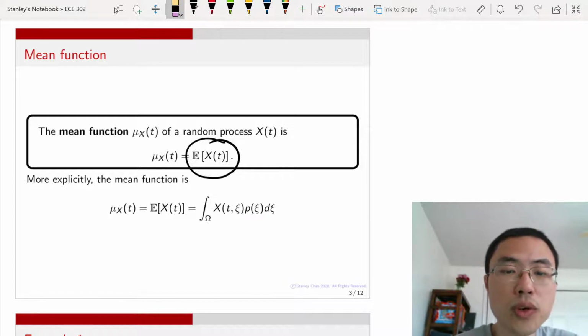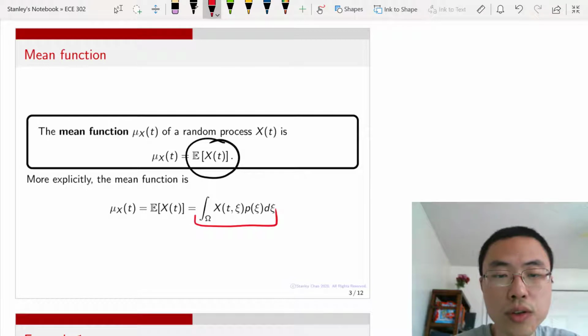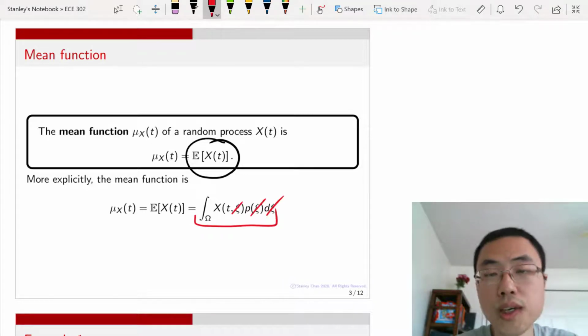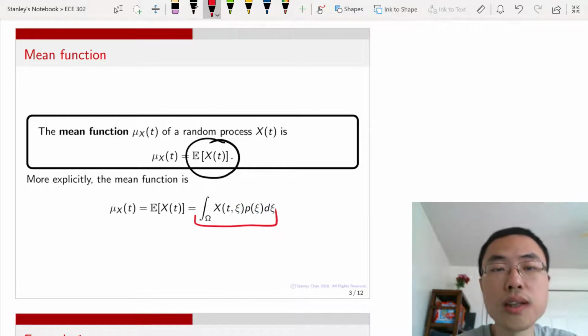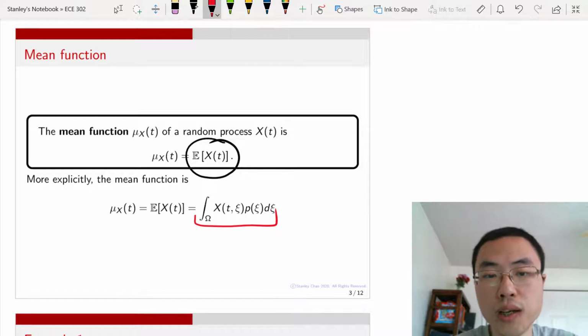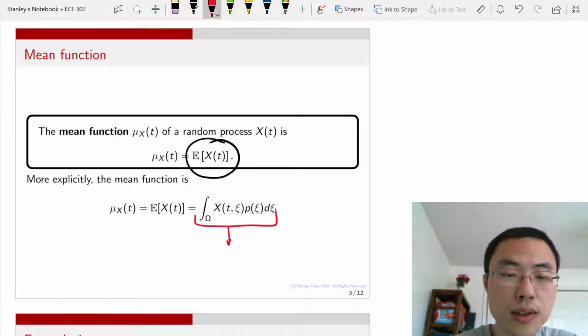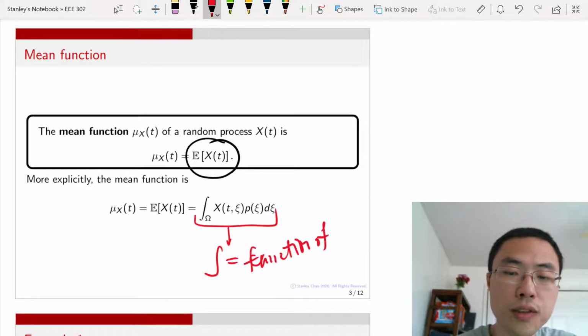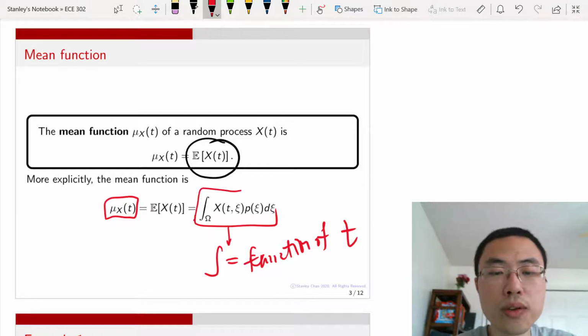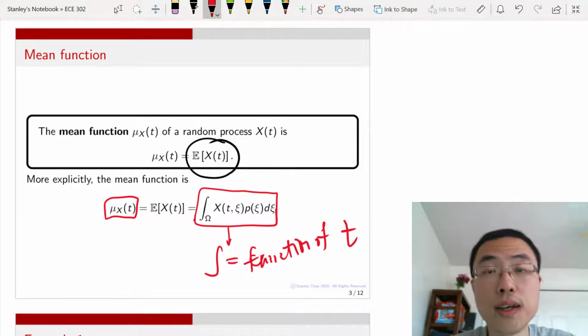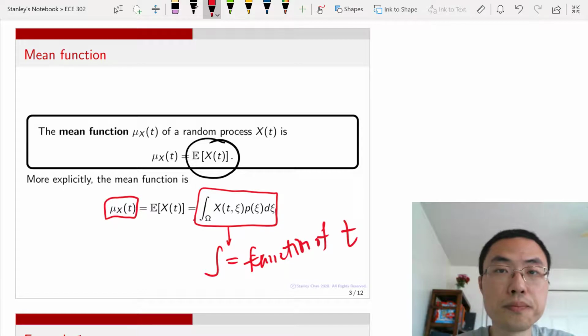But then what is the output? If you compute this, you have eliminated all the possible psi. All these psi would be gone, because you're taking the expectation, the average over all the possible psi. Then it will become a function. This integration is a function of time t. That's why we call this a mean function, mu of t. When you integrate with respect to psi, you get a function in time t, and this function is called the mean function.